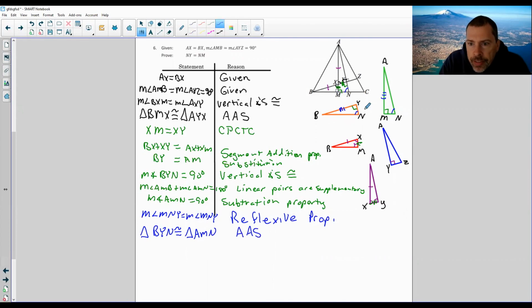And NY is in that triangle and MN is in that triangle. So booyah, we are done. NY is here, MN is here. That's what we're trying to prove. NY is equal to NM. Corresponding parts of congruent triangles are congruent. Ooh, that was a good one.